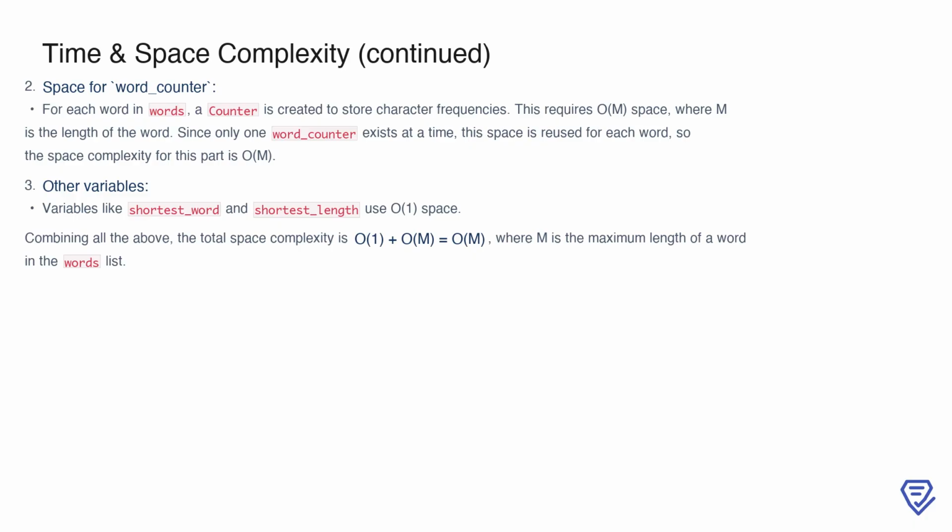Additionally, the space complexity includes the word_counter created for each word in the words list. This requires O(m) space, where m is the length of the word. Since the word_counter is reused for each word, it does not add up across words. This means the space complexity for this part is O(m). Other variables, such as shortest_word and shortest_length, use constant space, or O(1). Combining these factors, the total space complexity is O(1) for license_counter plus O(m) for word_counter, resulting in O(m) overall, where m is the maximum length of a word in the words list.